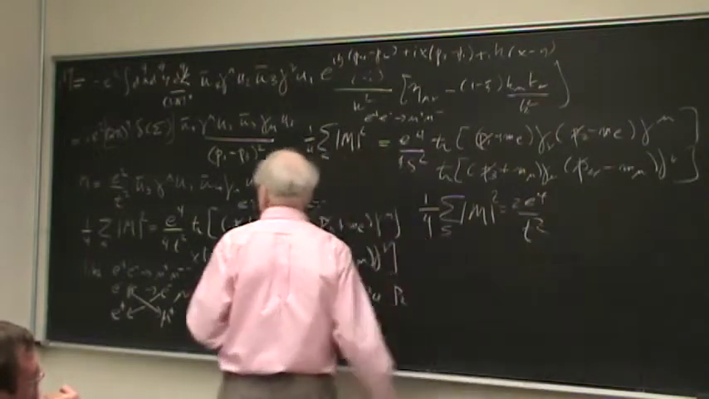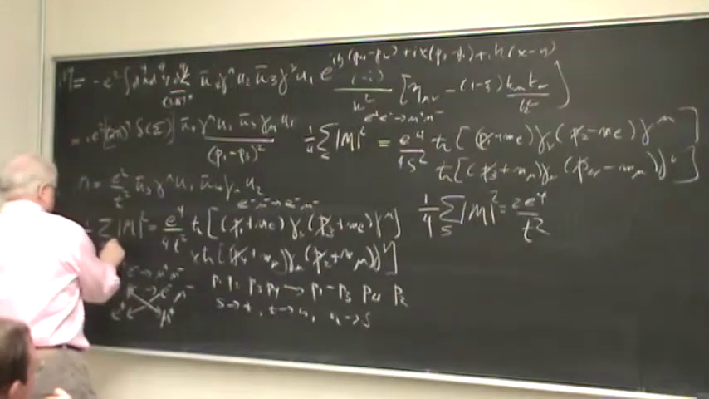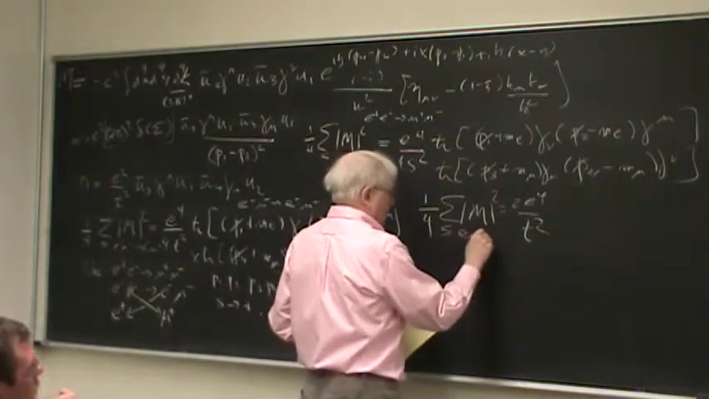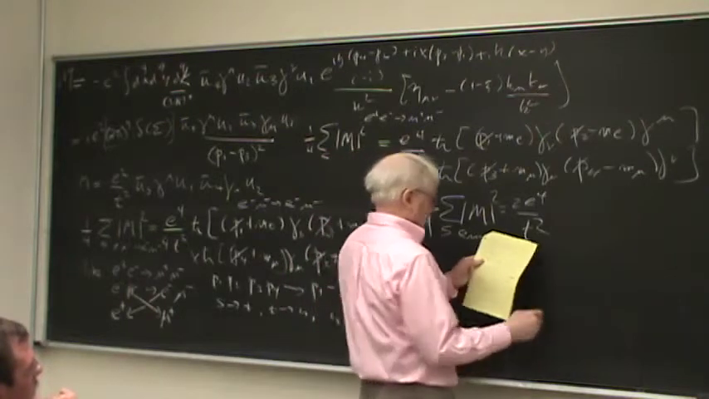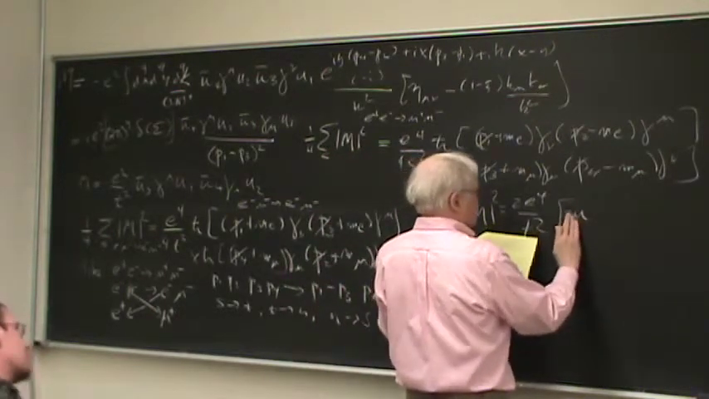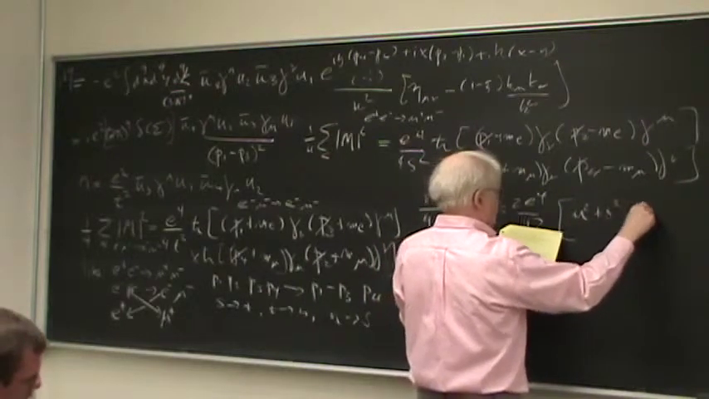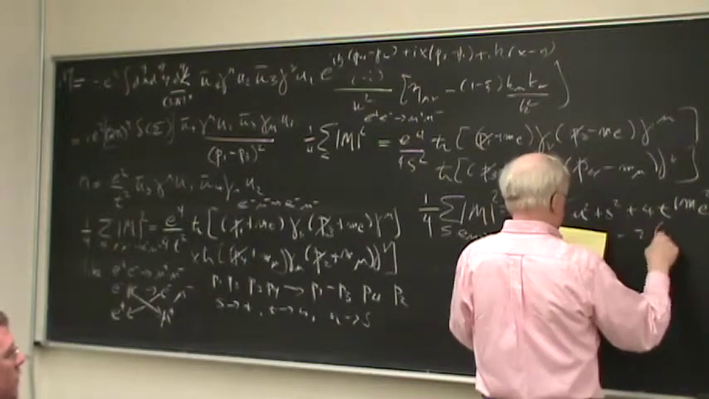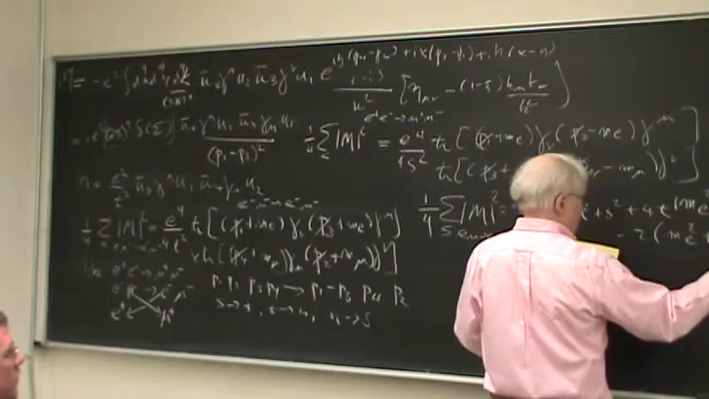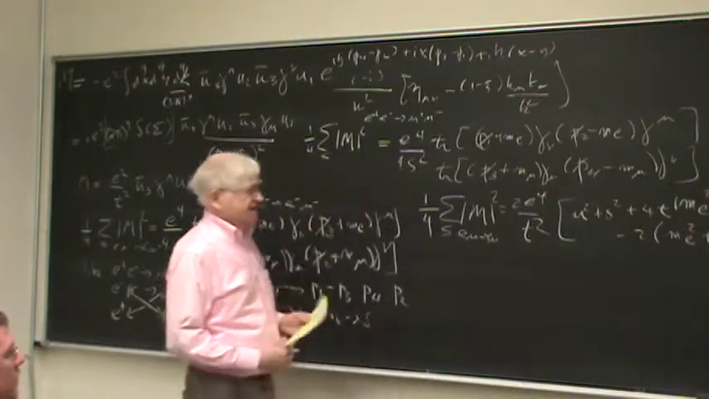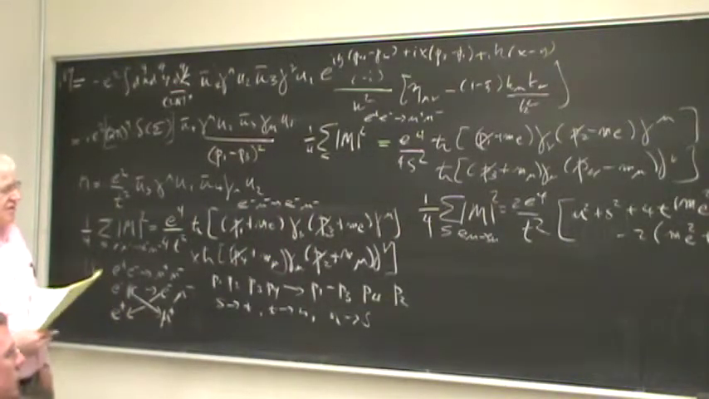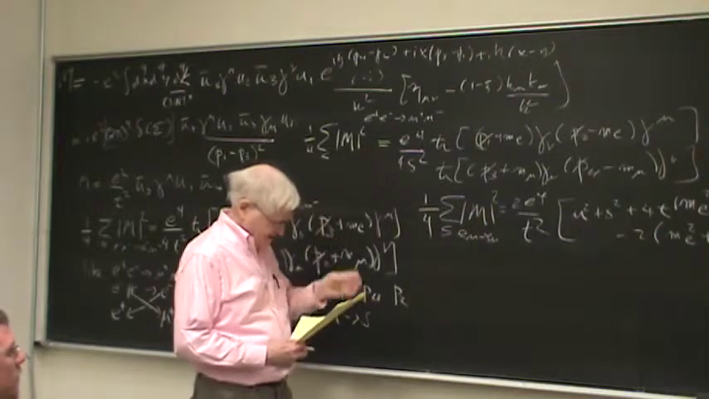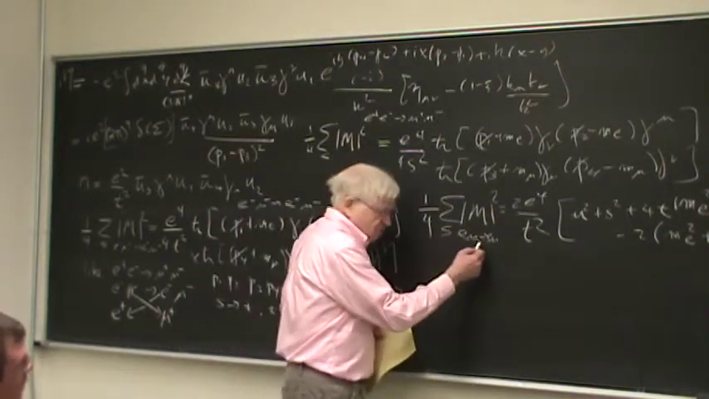2e to the 4th over t squared, and so that's this thing, and so this again is e- mu- goes to e- mu-. M goes to M, let us say. And this turns out to be u squared plus s squared plus 4t(m_e squared plus m_mu squared) minus 2(m_e squared plus m_mu squared). Okay, so that's the hard part of the cross section. The rest of it is just the density of final states.